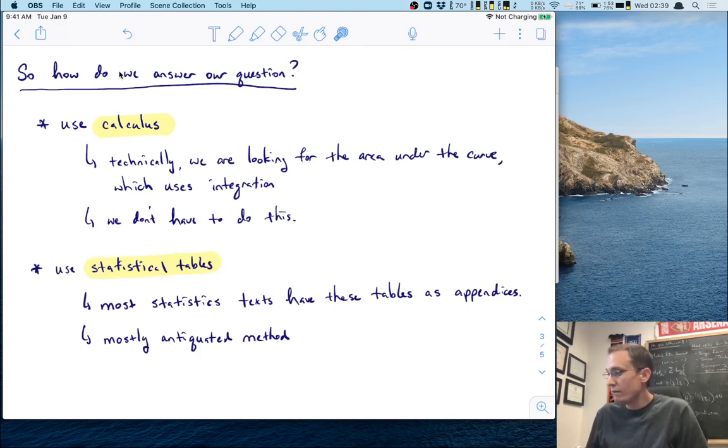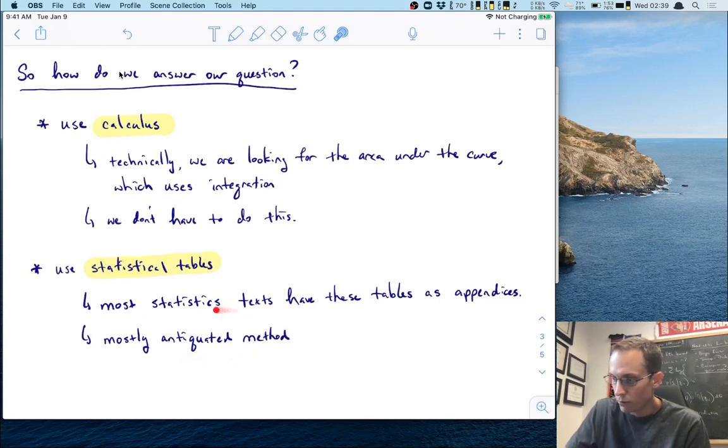Now, I wish I had one of the big CRC statistical table books here, but I don't. But if you have any normal old statistics book, you'll probably notice that at the end of the book, it has some appendices, and these appendices are just a bunch of tables of numbers. And those were a very typical way of doing these kinds of problems. I will say that this is mostly an antiquated method now. There are perhaps better ways to do it.